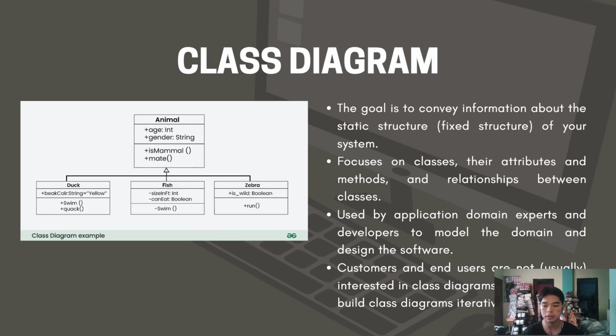So, class diagrams were tackled during our OOP subject last year, in my first year. To give a recap, we have here a class named Animal and its attributes. We have here the age, the gender, and its methods, like, is the animal a mammal, or does the animal mate, something like that. And then we have these subclasses, which are the duck, the fish, and the zebra, and they also have their own methods and attributes.